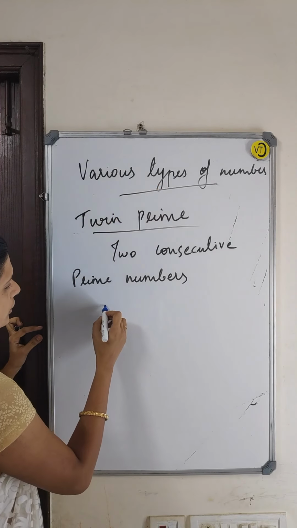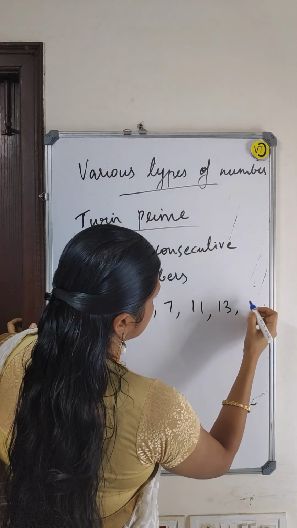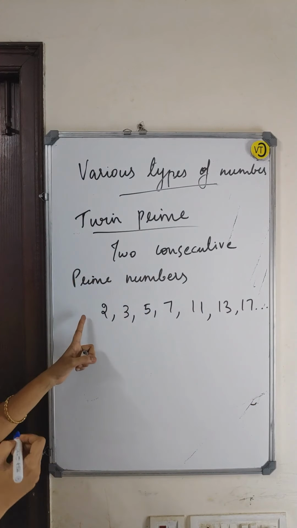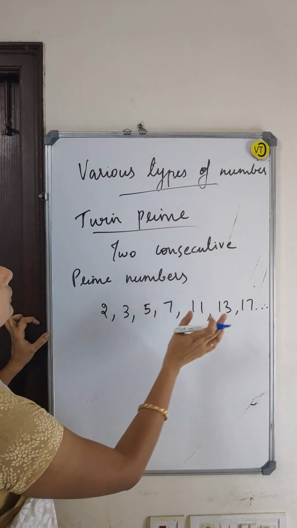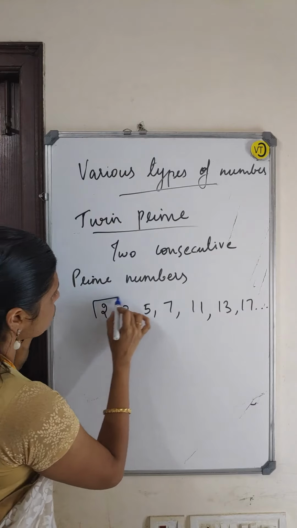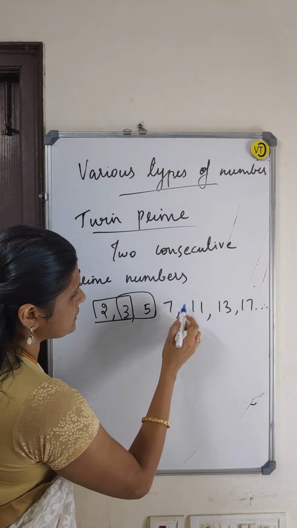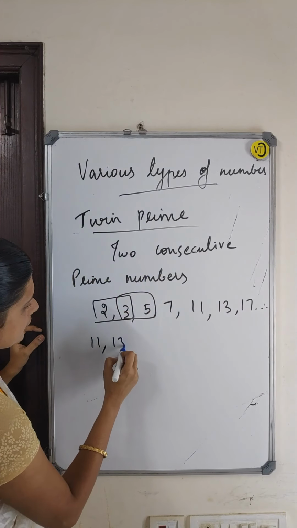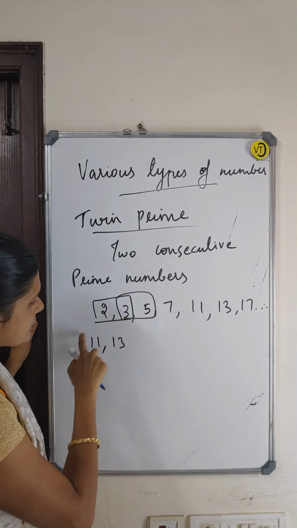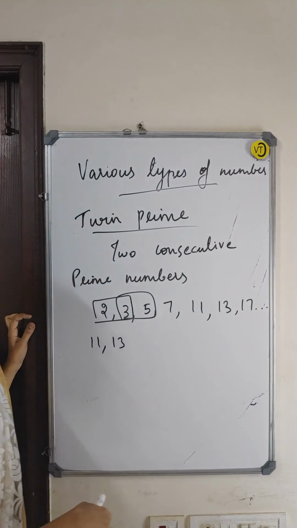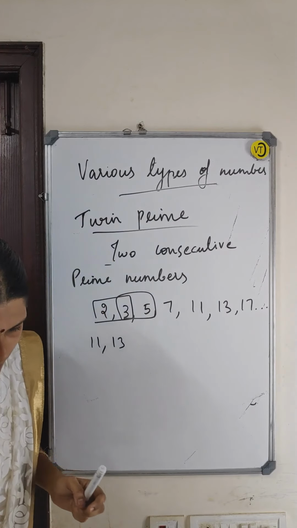The prime number list is 2, 3, 5, 7, 11, 13, 17. 1 is neither prime nor composite, you know, so 2 is the lowest prime number. So I have started some of the list of prime numbers. Twin primes: 2, 3 is a twin prime. 3, 5 is a twin prime. 5, 7 is a twin prime. 11 and 13 is a twin prime. Consecutive means the next number. 13, 17 is a twin prime. So twin prime means two consecutive prime numbers.